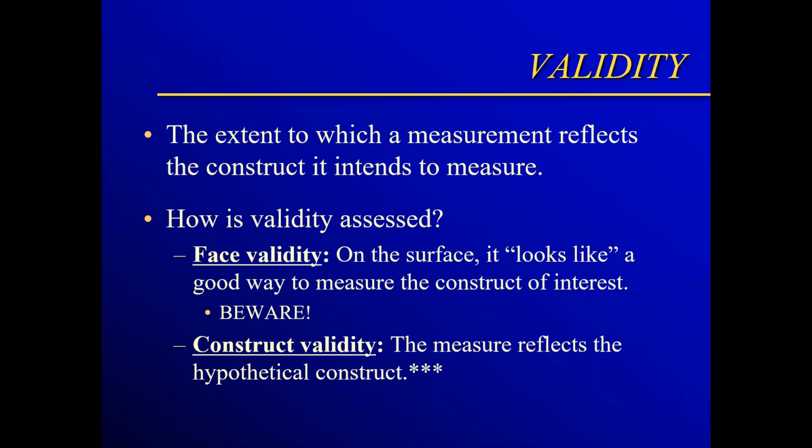All right, let's switch to validity. This is the extent to which a measurement reflects the construct we're actually intending to measure. So is our measure of self-esteem actually measuring self-esteem? Is our measure of depression actually measuring depression? How do we assess validity? At a surface level, we can use things like face validity and construct validity. Face validity is essentially, on the surface, if you're looking at a scale, does it look like it assesses what we're trying to assess? Like, do our questions assess depression?